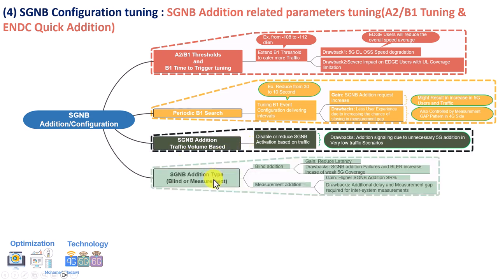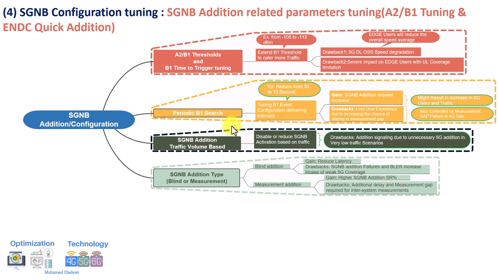One more point which we have here is about the SGNB addition type in general. You have blind and measurement, but this does not really impact the traffic. Blind addition just reduces latency, but it also results in SGNB addition failures and even block error rate. And you have the measurement addition. This can have a better success rate, but it can have an addition delay and, as you can see, more measurement gap. So this is just informative. Usually we use the measurement part because it is more guaranteed, especially for the success rate.